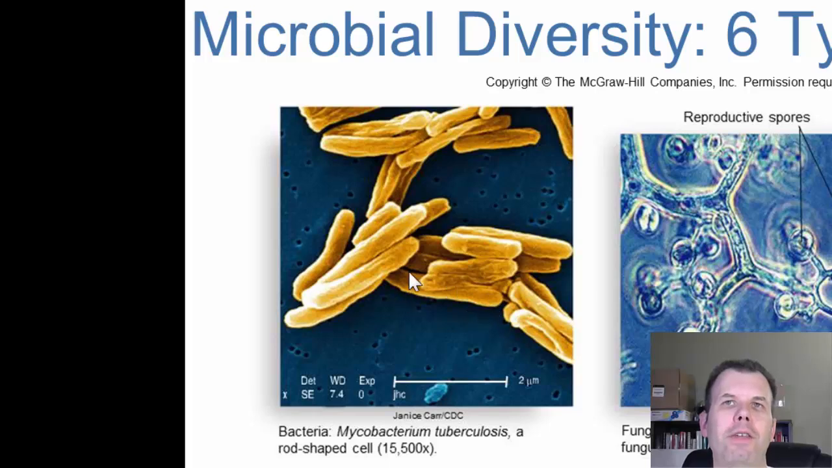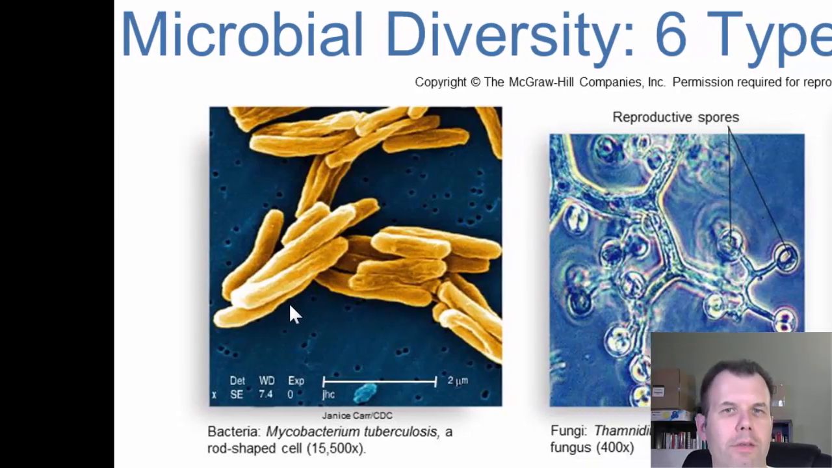And again, you see these different shapes. This is called a bacillus, or rod-shaped. We're going to talk about this again in chapter 4, so don't worry about scrambling to write this down. But this just gives you an idea of the types of things we're going to see.